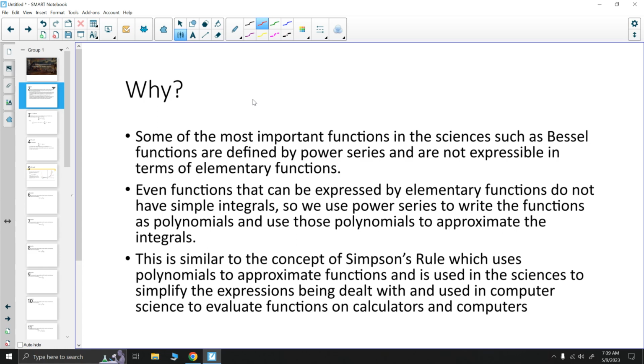It's also used in computer science to evaluate functions on calculators and computers, because essentially that's easier for it, because it turns it into a series that then does partial sums, which are easy enough for a computer to do. Okay, so let's now talk about the method.